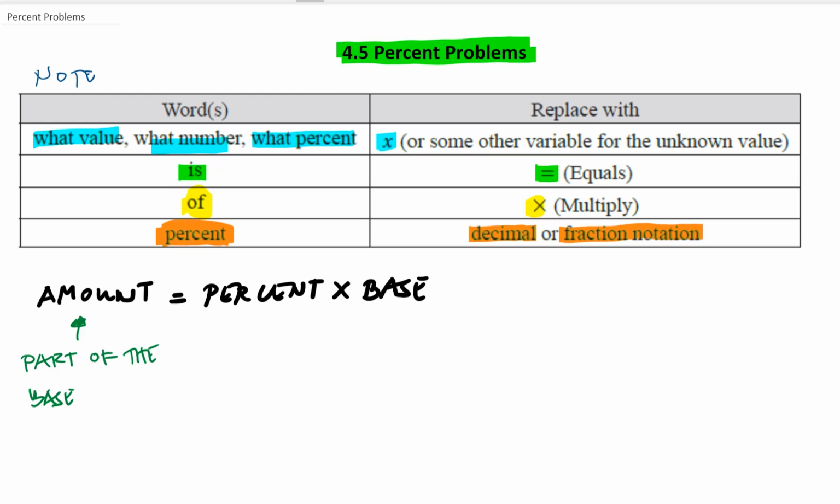Then percent, in this case, percent in decimal. So this is in decimal form. And the base, you can think of the base as the whole object. So if you're talking about a particular, say, 100, you're taking the percentage of that 100, the base. If you multiply them, it will give you that particular part of that whole thing, of that 100.